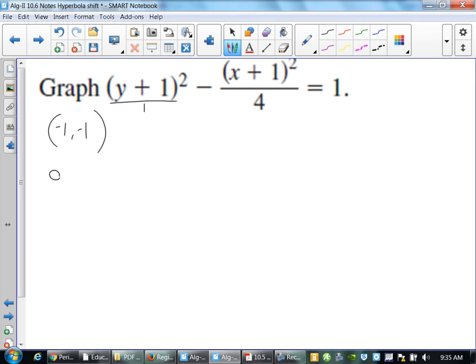So a squared is 1, b squared is 4. What's c squared going to be? 5. So a is going to be plus or minus 1, b plus or minus 2, and c is plus or minus root 5. Notice how it's the exact same setup as we did before. Shouldn't be horribly scary. And we just start this one at -1, -1.